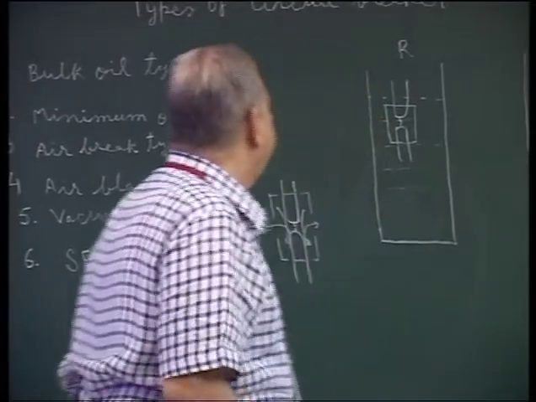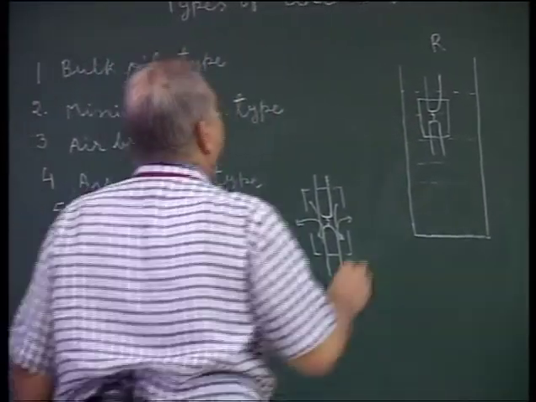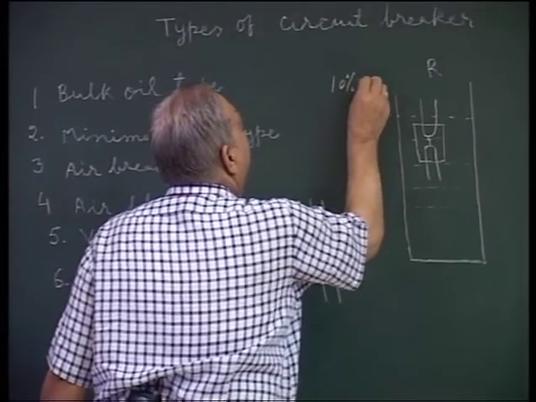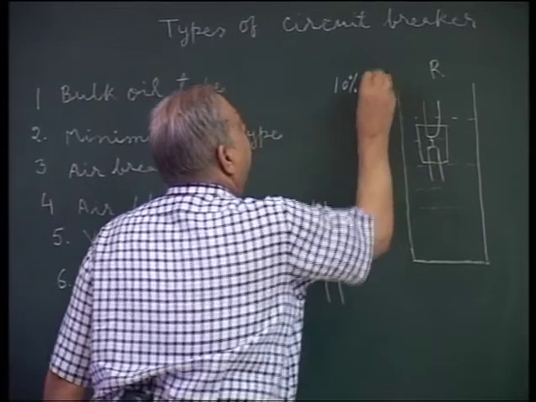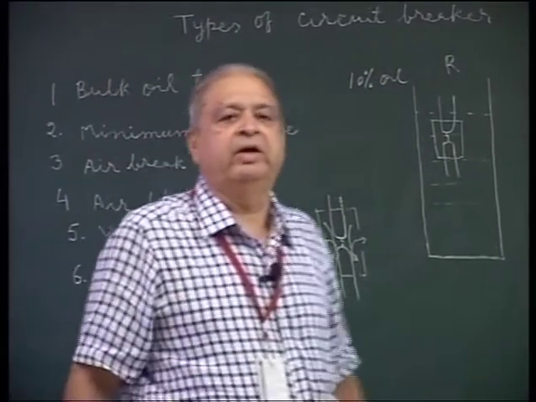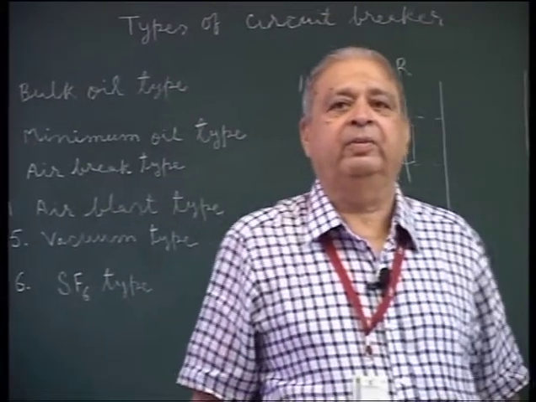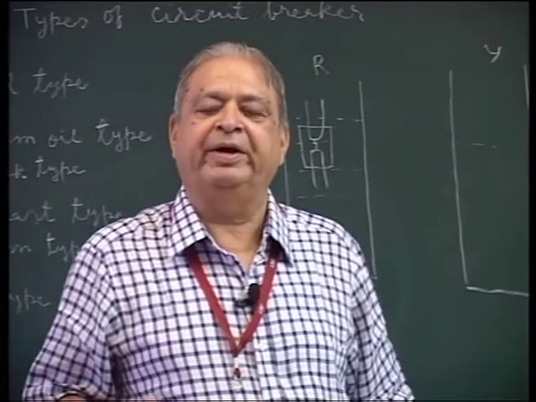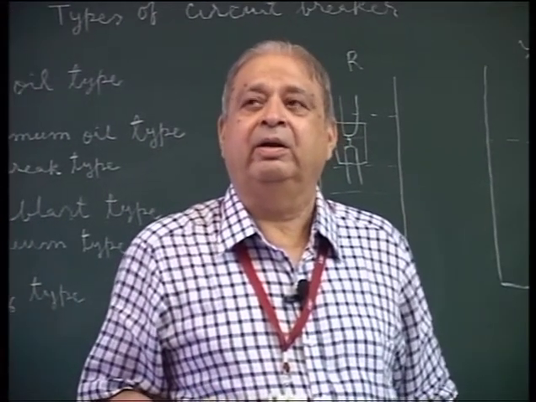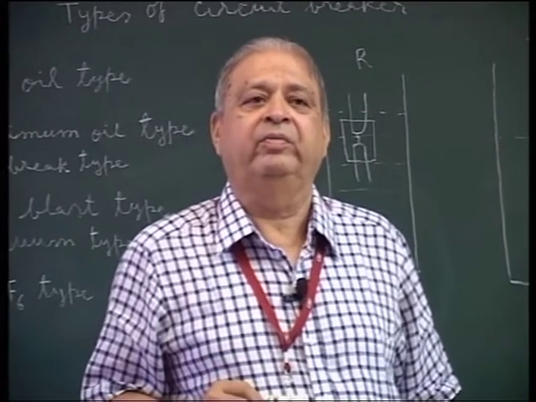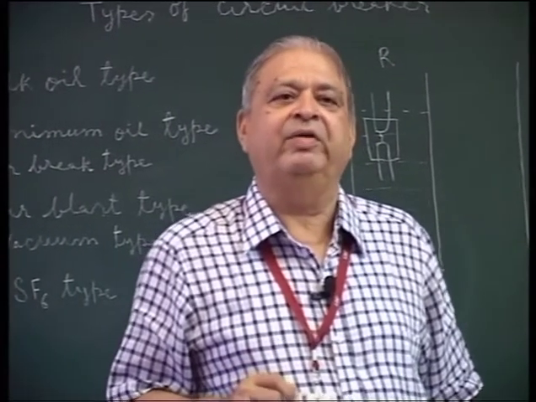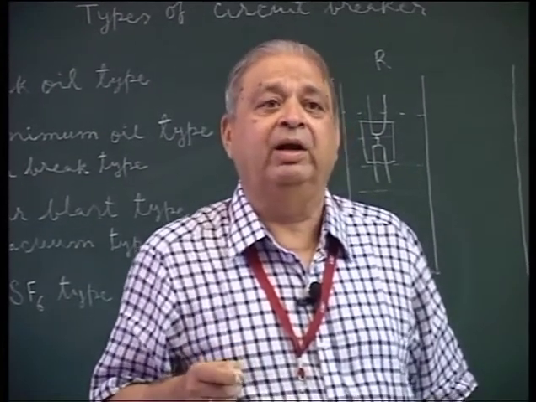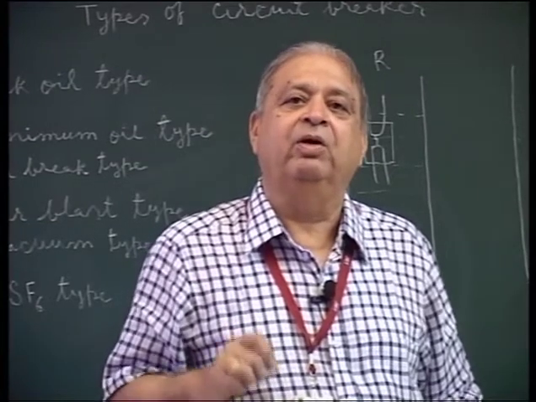A minimum oil circuit breaker requires only 10% oil as compared to a bulk oil circuit breaker. So there is a great saving in the amount of oil, but in each break some oil gets evaporated, some oil gets burnt due to arc, and frequently after 4 or 5 breaks we may have to check the oil level and we may have to top up the oil.